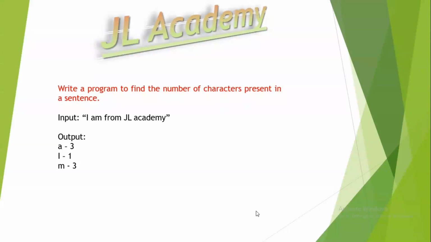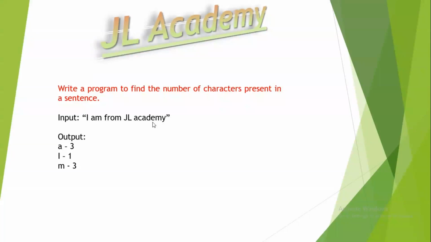Suppose I see that "a" is there. In this sentence, "a" is repeated three times. I have to print "a" followed by the number of times it is repeated. If you see here, "a" appears in "I am" first, and then a second time and a third time. If you take the character "I", it is repeated only once. And if you take "M", it is repeated three times: first time, second time, and third time. In this way, I need to read each and every character and print the number of times it is repeated.